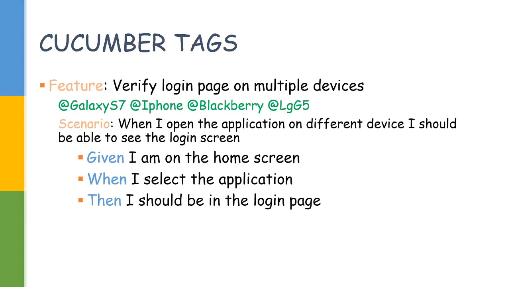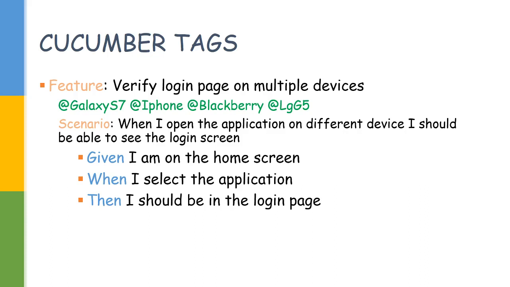Let us see an example of a Cucumber feature. So this is how a feature will look. There would be a feature and a description about the feature, and inside a feature there can be multiple scenarios which would be made of steps like given, when and then.